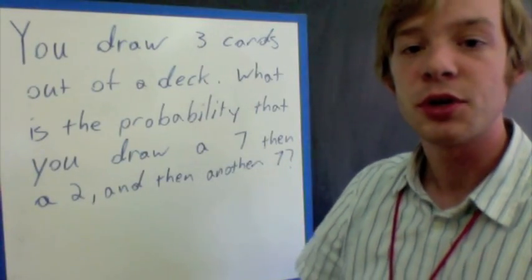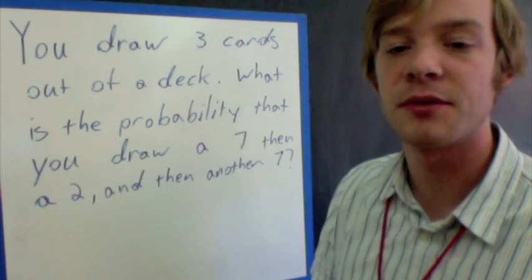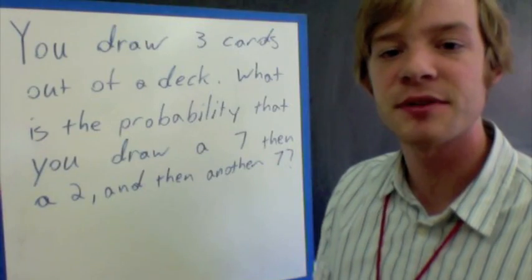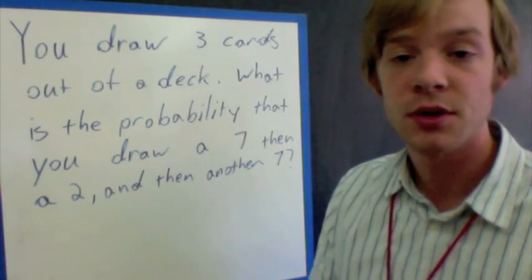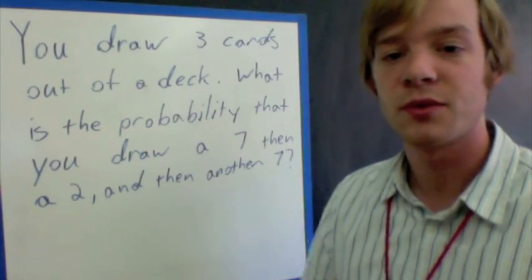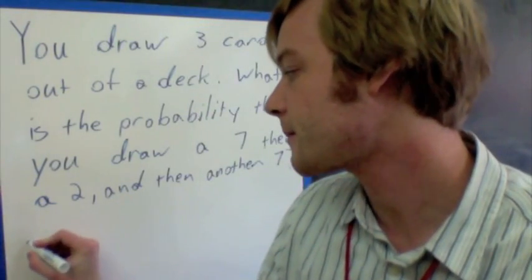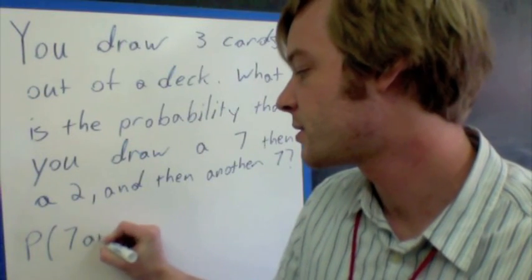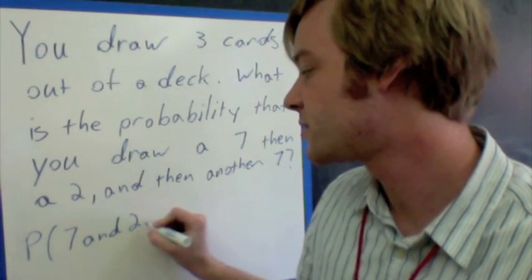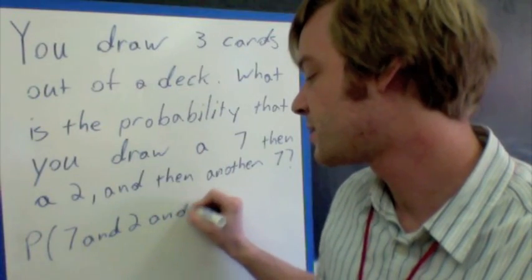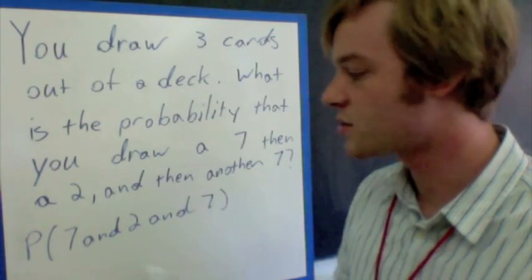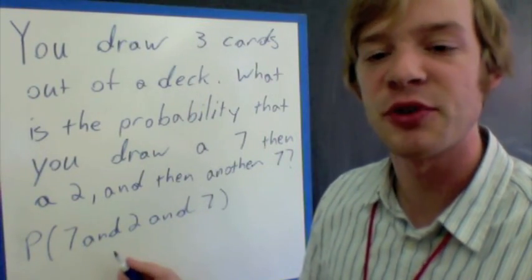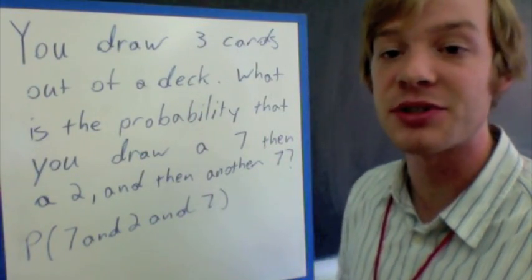So for instance, you're going to draw 3 cards out of a deck, and what you want to find out is what is the probability that you draw a 7, and then a 2, and then another 7. Well, if we write this out, we want the probability of 7 and a 2 and 7. So we've got 3 things that we want. And if you remember from the last video, the word and means multiply, so we're going to be multiplying the probability of each of these together.